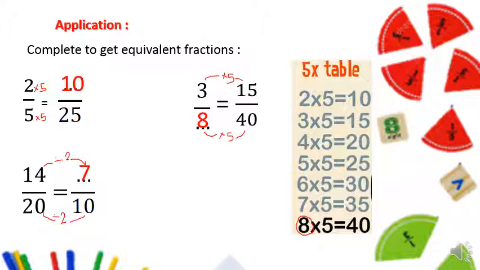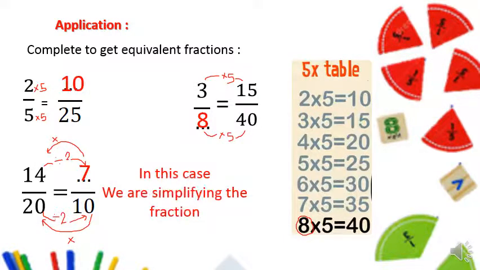So you can think of it in two ways. If you go from the smaller to the bigger, we multiply. From the bigger number to the smaller number, we divide. As you notice here, 14 over 20 became 7 over 10. In this case, we can say that we are simplifying the fraction. Simplifying means making the fraction smaller.